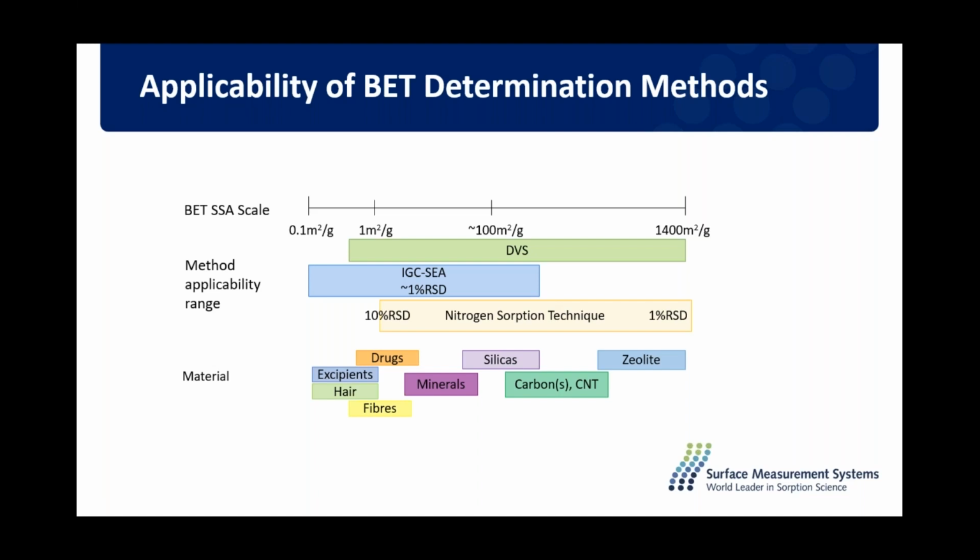So there are some limitations. It won't work for all materials, at least in the pulse method that I'm talking about today. But certainly by the frontal method, you could get to higher surface areas if necessary. This is where IGC fills in a nice sweet spot, from 0.1 meter squared per gram up to about 150 meters squared per gram. So this fits in quite well for things like excipients and drugs and pharmaceutically relevant materials.